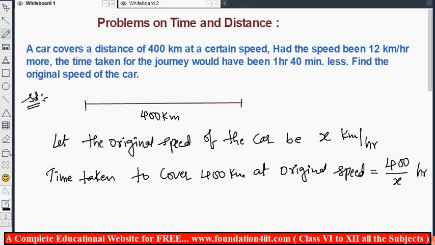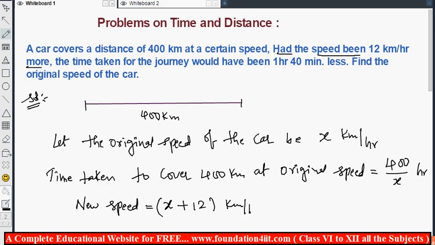Now the new speed. One more statement here: had the speed been 12 kilometers per hour more, the time taken for the journey would be 1 hour 40 minutes less. Generally, if the speed is increased, we will reach in less time. So if speed increases, time is reduced. The distance is the same, not changing. The previous speed is x kilometers per hour, now 12 kilometers per hour more, so x plus 12 kilometers per hour is the new speed.